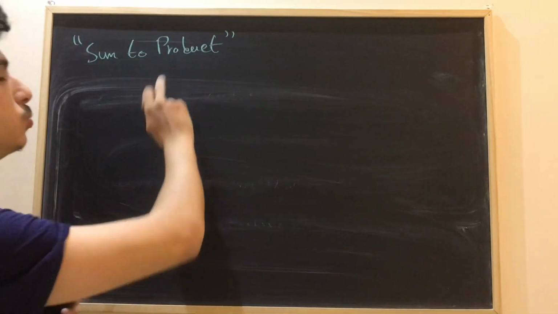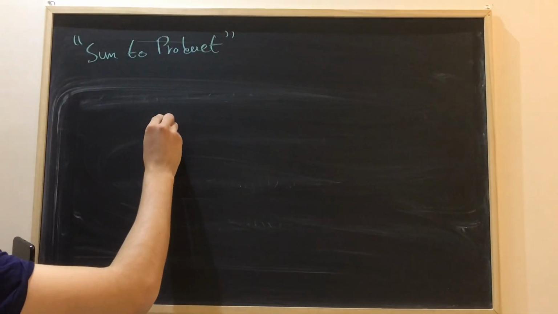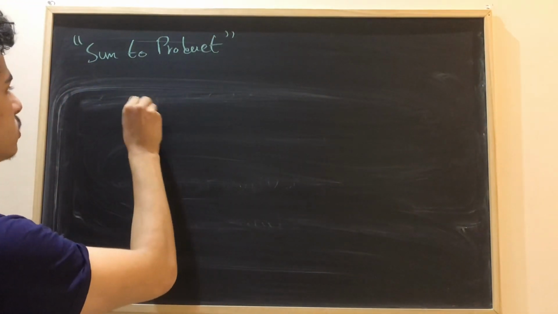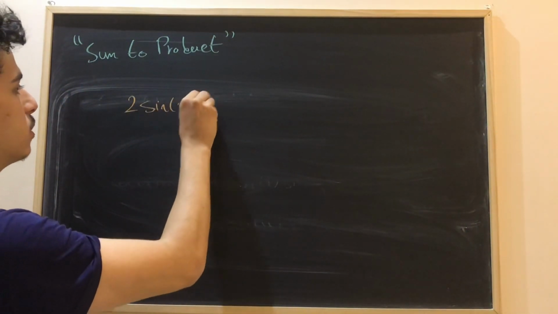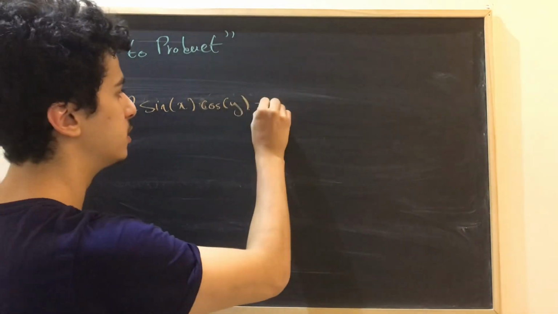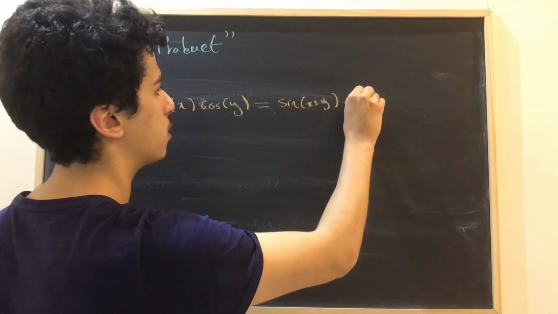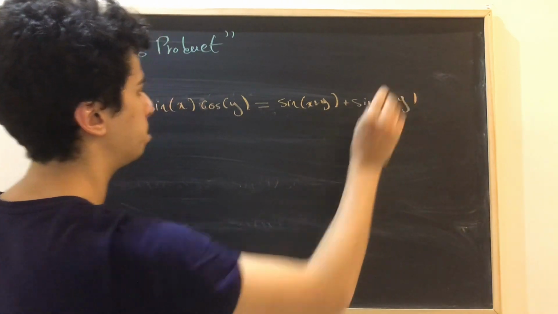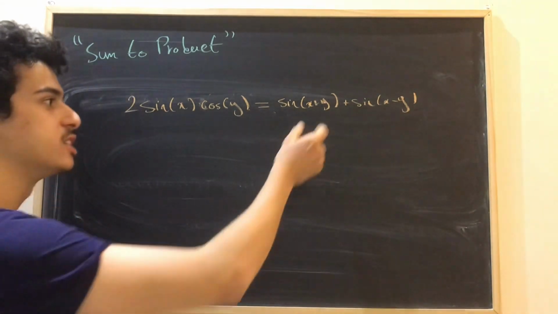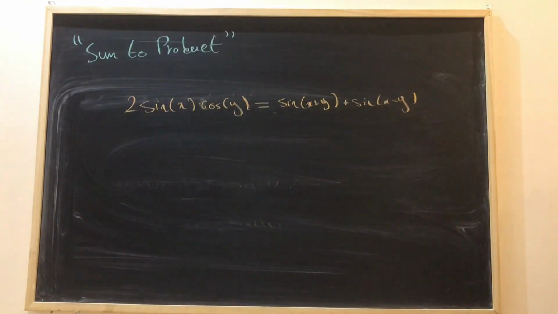Anyway, sum to product identities, and they follow again directly from the previous ones. Let's see how that happens. We'll have, as we saw last time, 2 sine of x cosine of y. If you remember, this is equal to sine x plus y plus sine x minus y. Very nice. I mean, we already have the sum to product. The problem is the angle right here is x plus y, and we want a singular term. How do we do that?